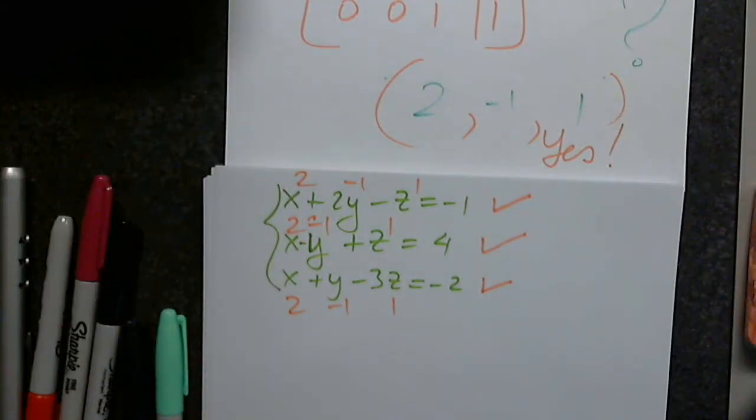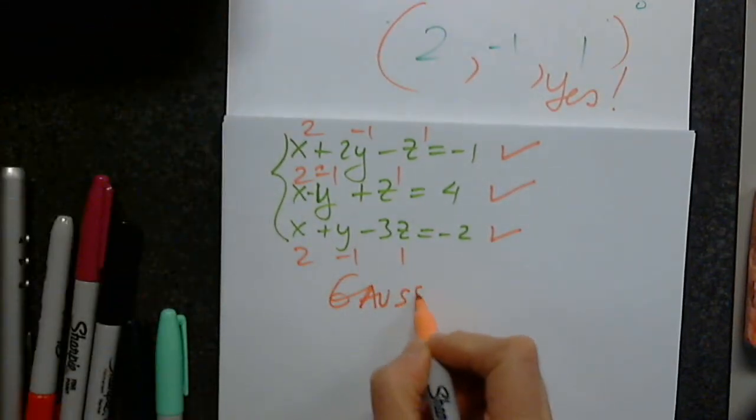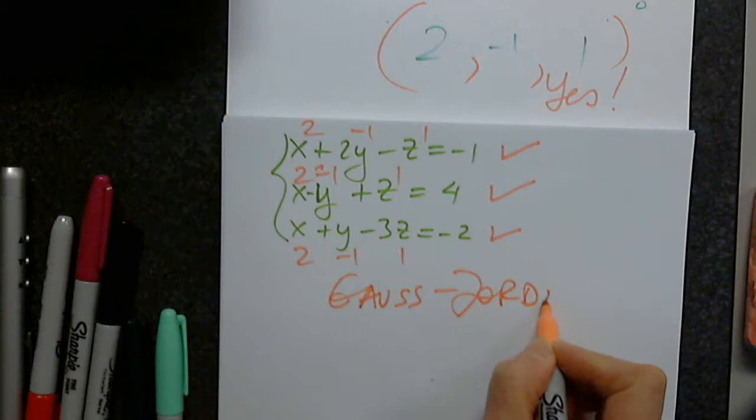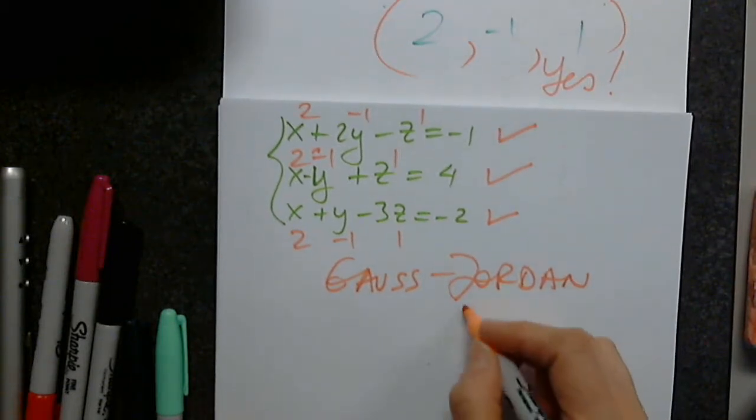And I determine the solution using matrices. I did not tell you what method this is. Now I'm ready to tell you. It's called the Gauss-Jordan method.